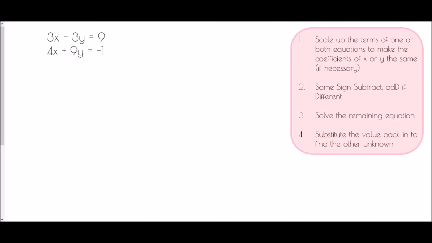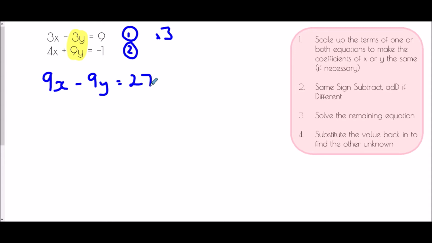And so in this one we want to do the same again. If we look at the x's, we have 3x and we have 4x. If we look at the y's, we have 3y and 9y. Well, it would be easiest if we were to try to make the y's the same, as we can just multiply the first equation. So if I multiply the first equation by 3, I'm going to match up the coefficients. And so let's do that. Let's have 9x take away 9y equals 27. So that is the first equation multiplied by 3.